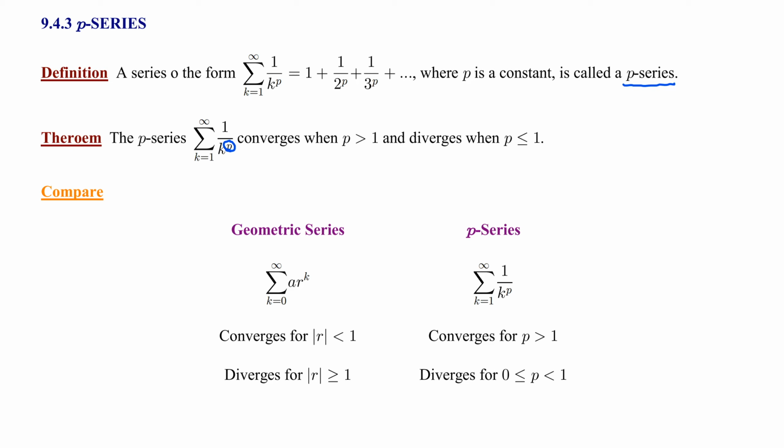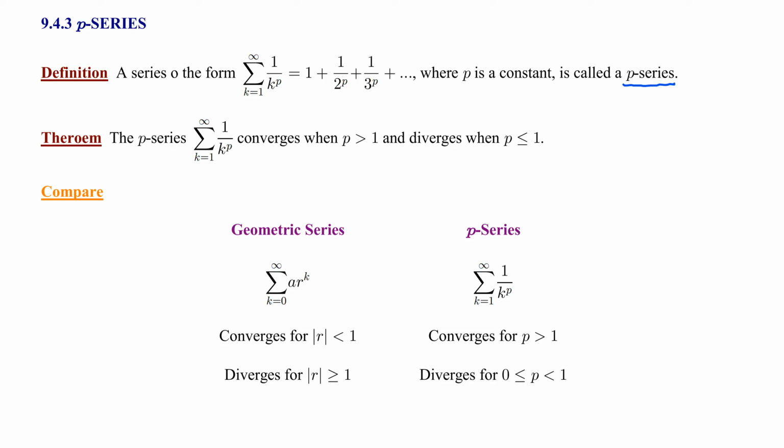If p is less than or equal to 1, then this denominator will not grow as fast as it would with a power bigger than 1. If the denominator is a little bit smaller, then the fraction is a bit bigger, the terms of your series are a bit bigger, and again, this ultimately causes the series to diverge.